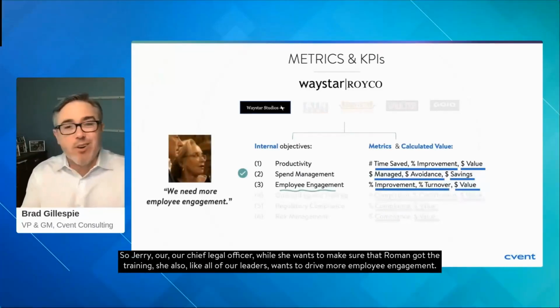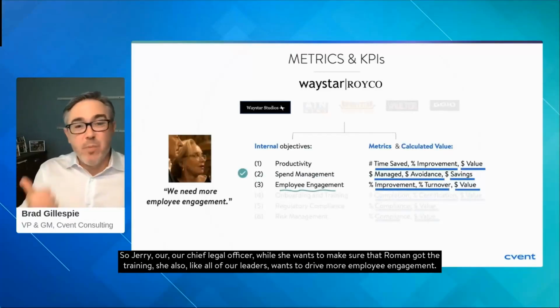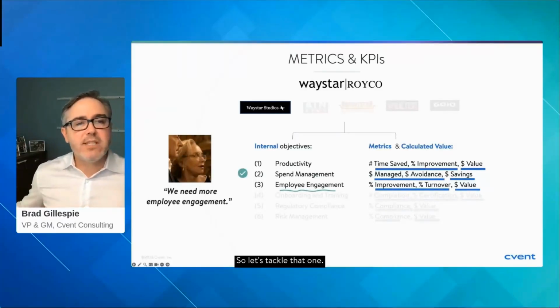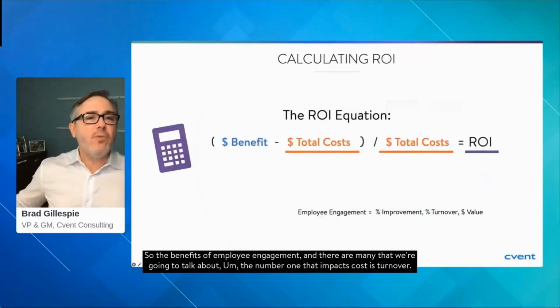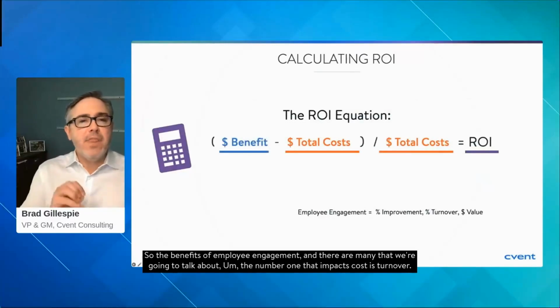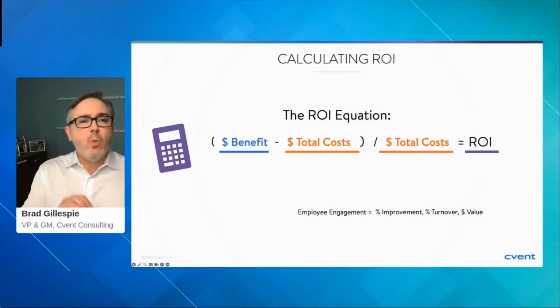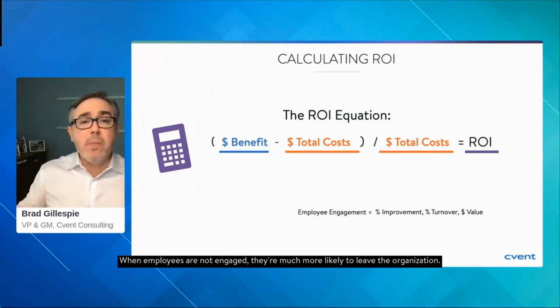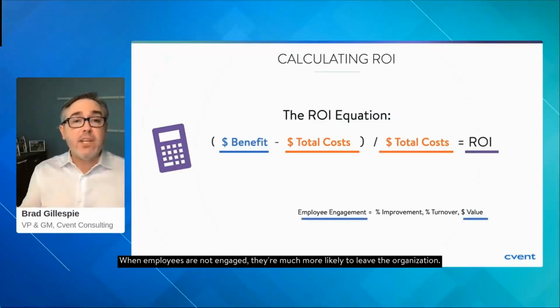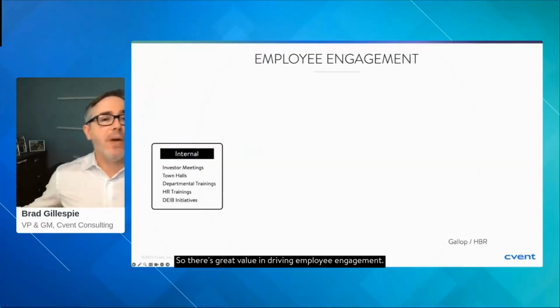So Jerry, our chief legal officer, while she wants to make sure that Roman got the training, she also, like all of our leaders, wants to drive more employee engagement. So let's tackle that one. So the benefits of employee engagement, and there are many that we're going to talk about. The number one that impacts cost is turnover. When employees are not engaged, they're much more likely to leave the organization. So there's great value in driving employee engagement.